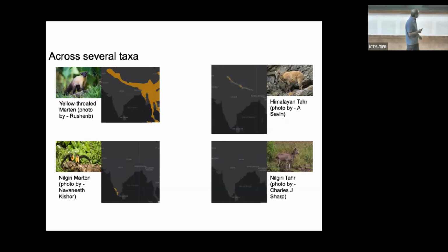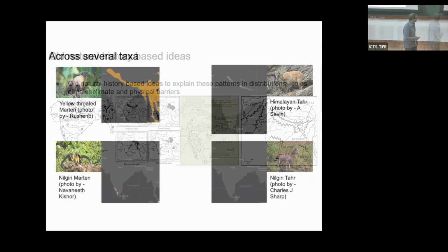And that link to the Himalayas, as Zeba was pointing out, is there in different species. Like you see this yellow-throated martin that's found in the Himalayas, and the Nilgiri martin is here. You can't see it very clearly in the south. So the sister species are distributed, one there and another here. And in the same way the Himalayan tahr and the Nilgiri tahr. You can't see the map very clearly, but I think you know where they are.